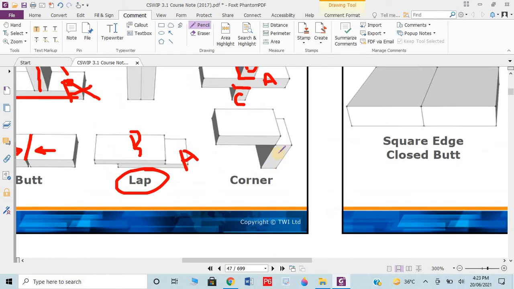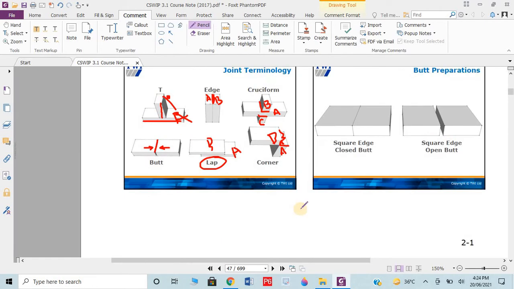Same, then we have corner joint. If both bodies of the welding, which need to be joined together, are joined from their corners A and B, from the first ending point, second starting point, or both starting points or both ending points, wherever the corners are mated, here we will perform the welding. This is known as corner joint.